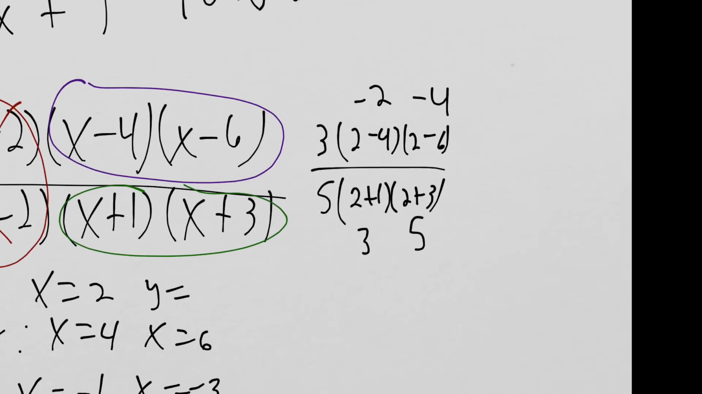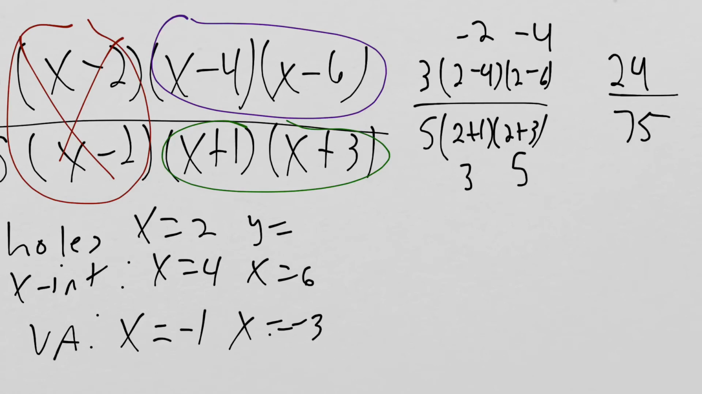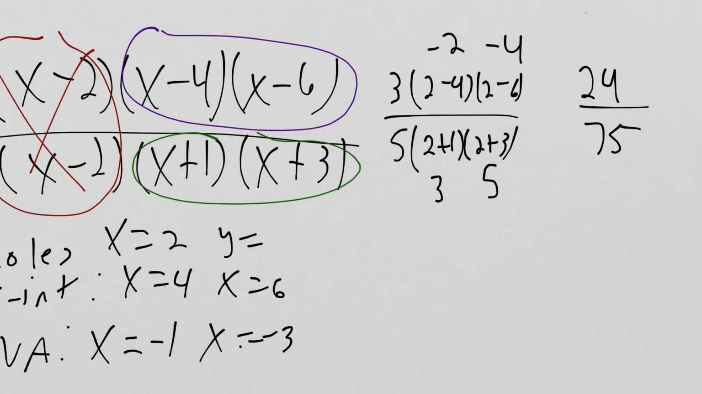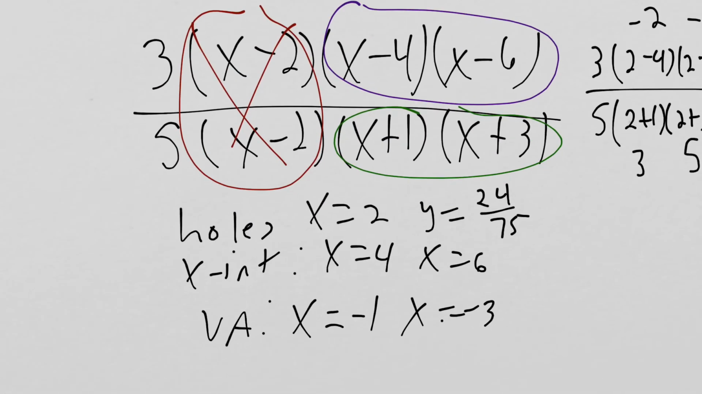So what does that give us? That's -6, positive 24 on top. And then on bottom we have 75, right? So our hole is at 2 comma 24 over 75. Okay. We also talked about how to find horizontal asymptotes and those rules.